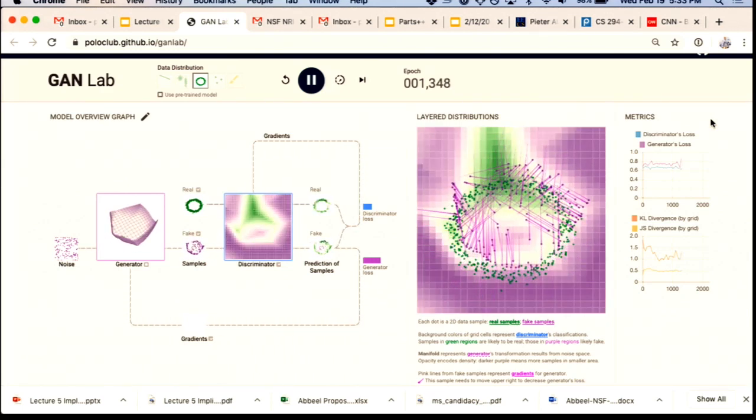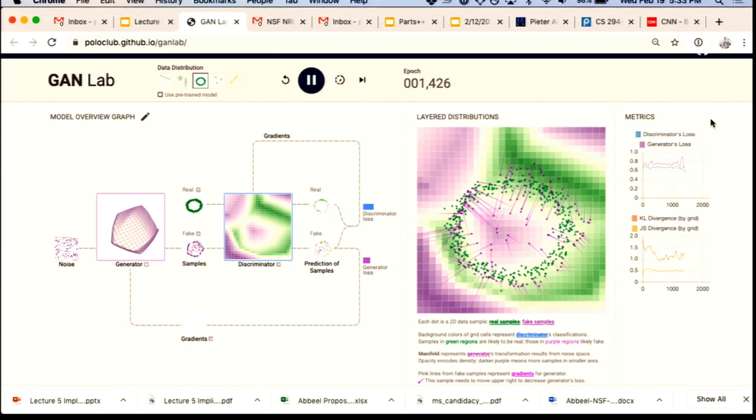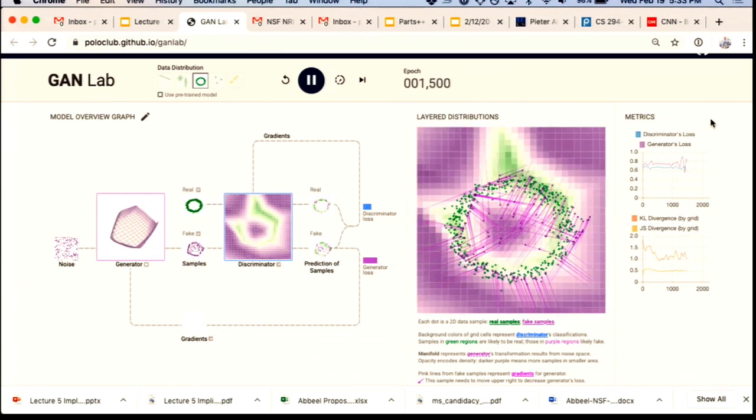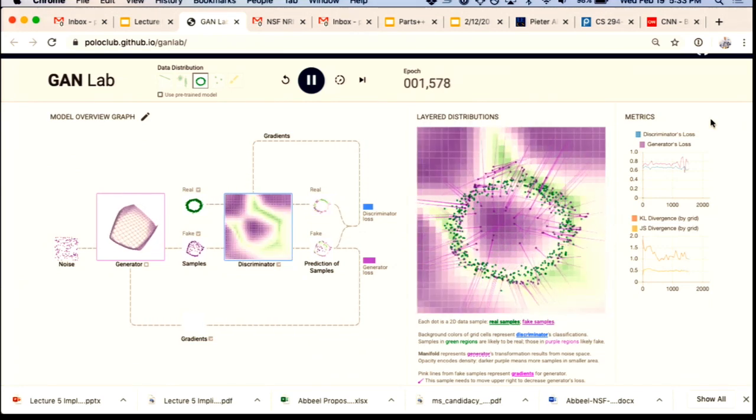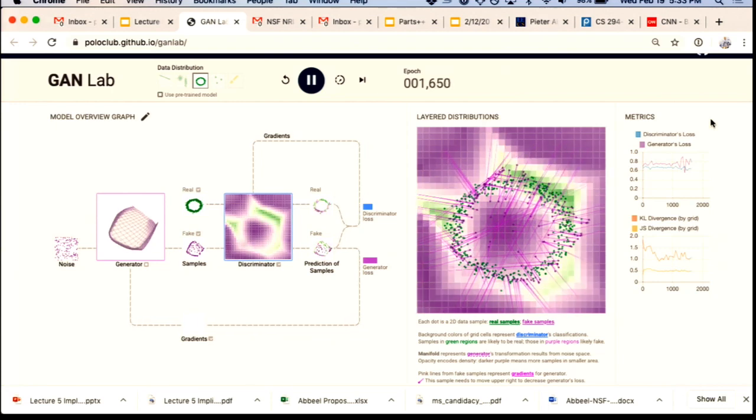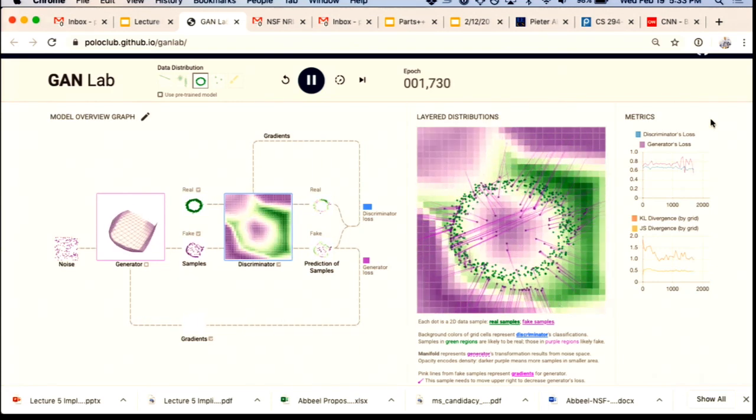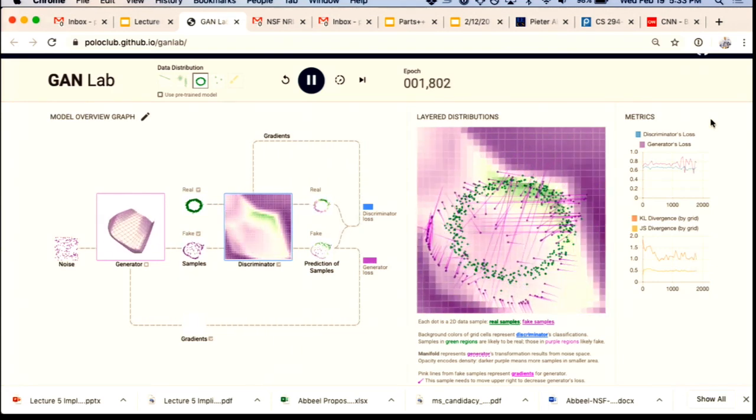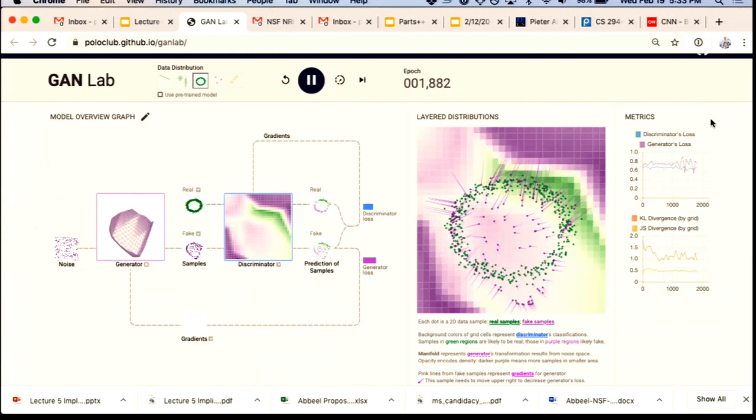When we train for realistic things, we're not going to be able to visualize it this way. It's not going to be in 2D. It's going to be high-dimensional image space. But something similar will be happening, where somehow these samples and the real data are getting lined up, so they become indistinguishable for your discriminator network.